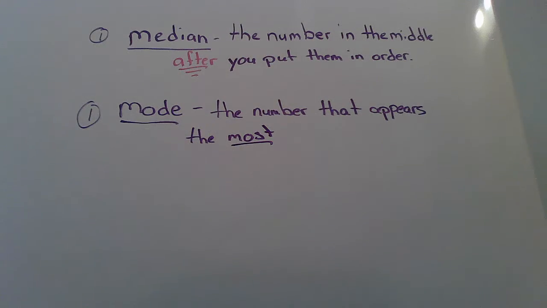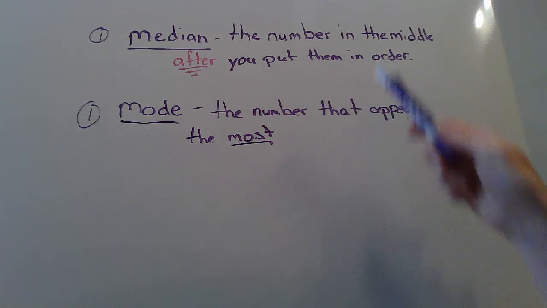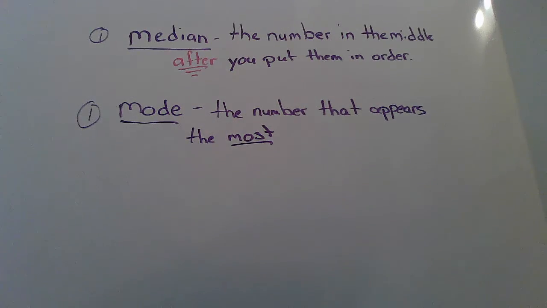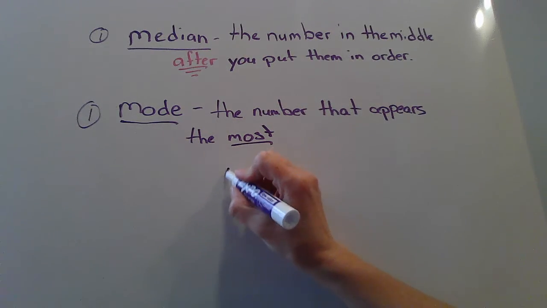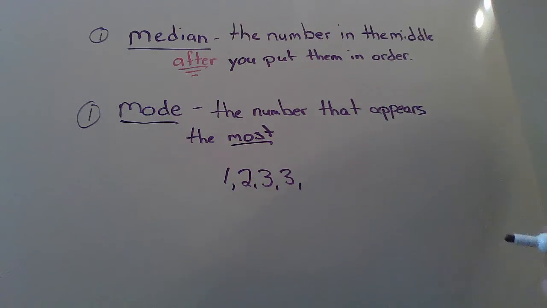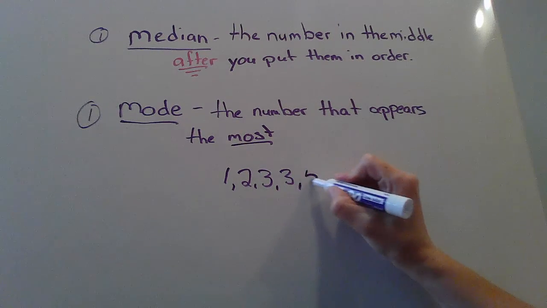Doesn't matter the order on this one. Sometimes it helps, especially if you have to find the median, do that one first. Because if you looked at the data when they listed it out, you had 1, 2, 3, 3, 5, 6, 8.